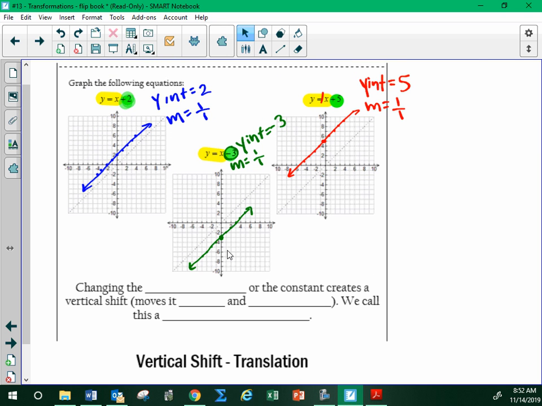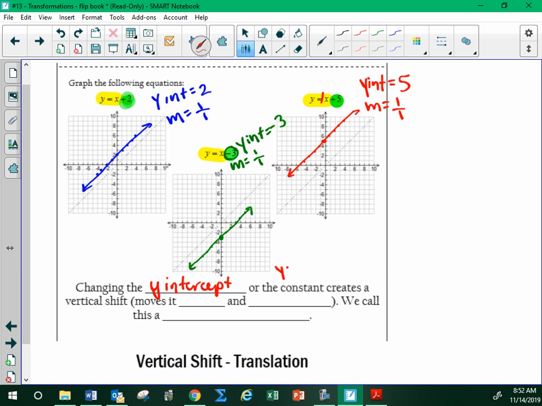changing the y-intercept, or also changing the constant, right? If we have y equals mx plus b, my constant is this b, which is the y-intercept. So changing the y-intercept creates a vertical shift. Vertical means it moves it up or it moves it down.